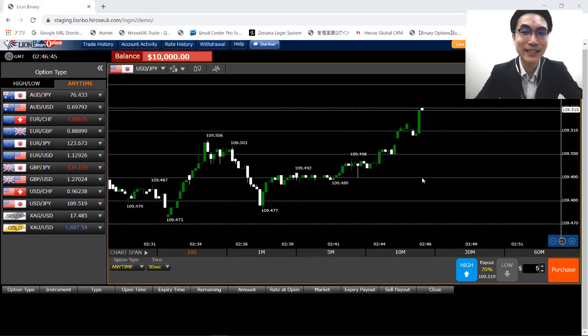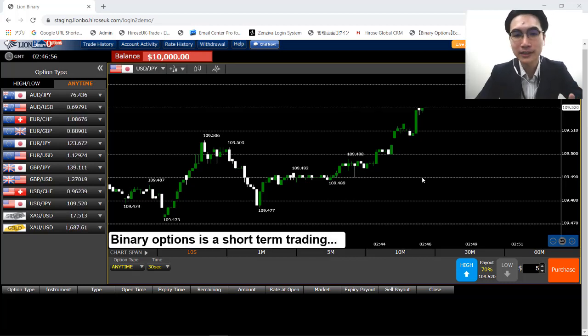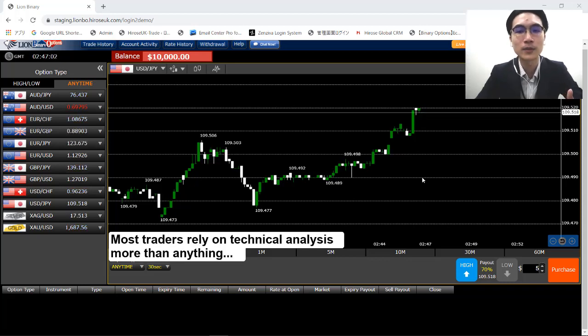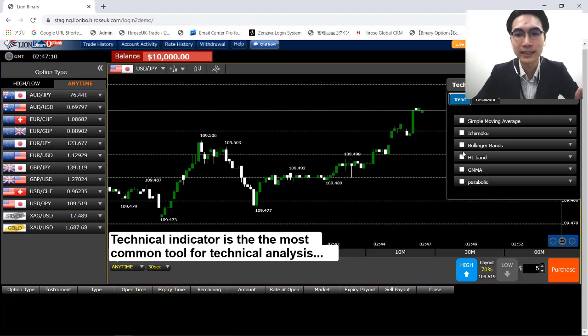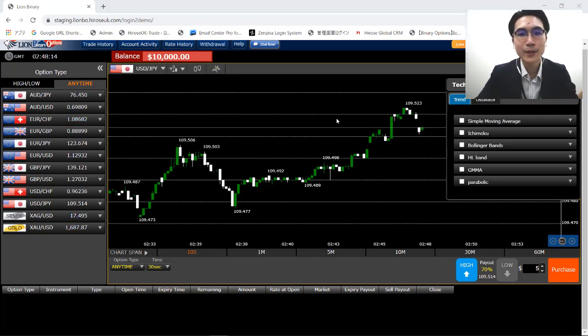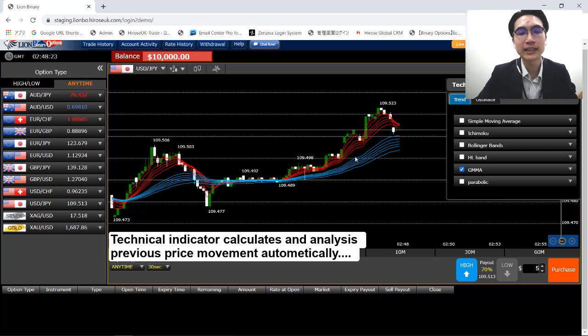By now, I guess you are still confused with the candlestick and the option period and chart period. But you actually don't need to worry because binary option is short-term trading, and we are relying on technical analysis a lot more than other analysis like the fundamental. So when we use technical analysis, we will use technical indicators. The good thing when we insert a technical indicator inside a chart is that it actually calculates all the previous movement for us.